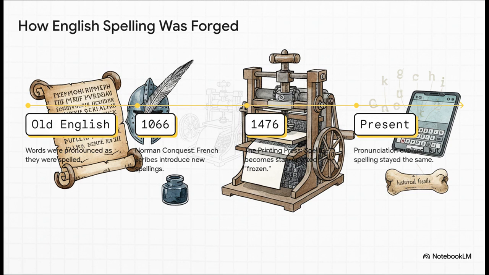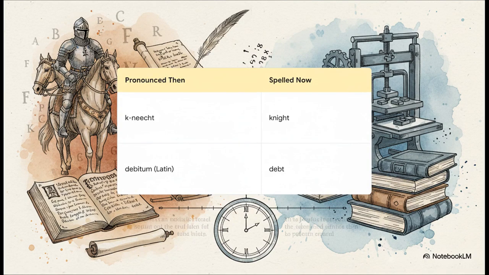In 1066, the Norman conquest brought in all these French spellings. Then, in the 1400s, the printing press came along, and that was a total game changer. It standardized spelling, pretty much freezing it in time. But while the spelling was locked in, the way we talk kept changing, leaving that old spelling behind like a historical snapshot.